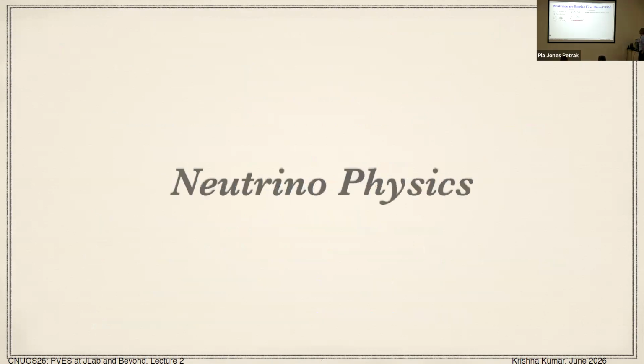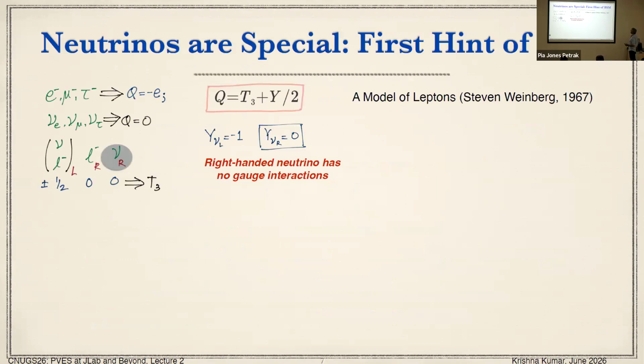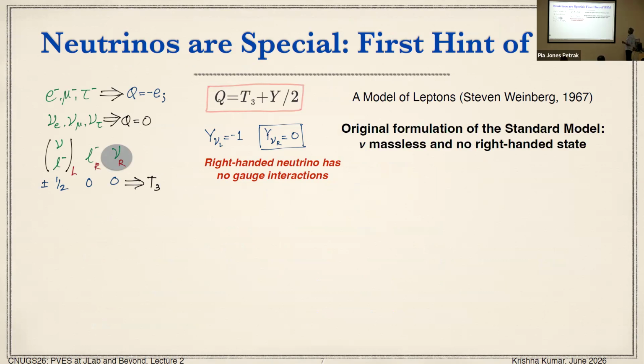Okay, neutrino physics. So first of all, I want to put this up. This is the entire content of this famous paper that got him the Nobel Prize. Okay, this is the model of leptons. Why do I put it up here? I want to point out all the charges. So this is already done in the previous lecture.